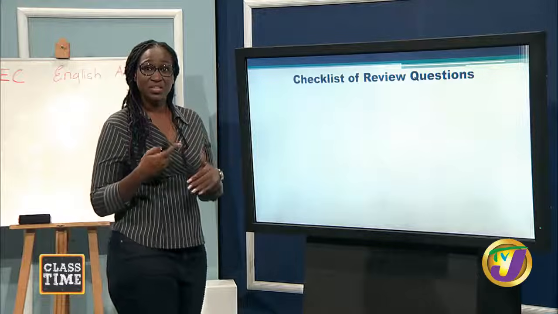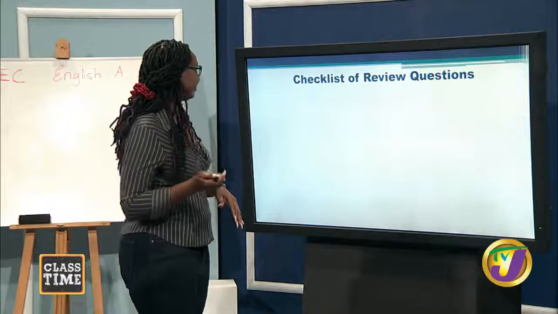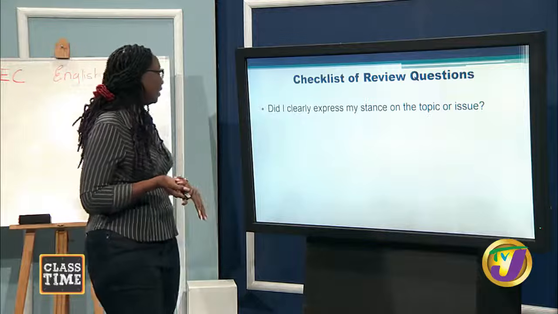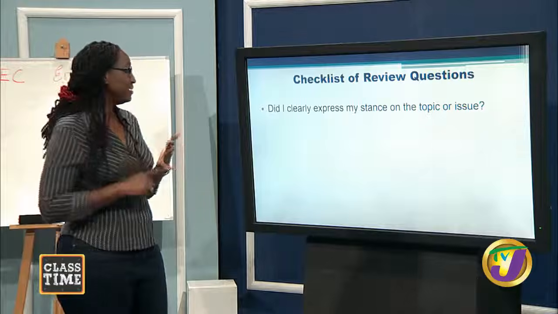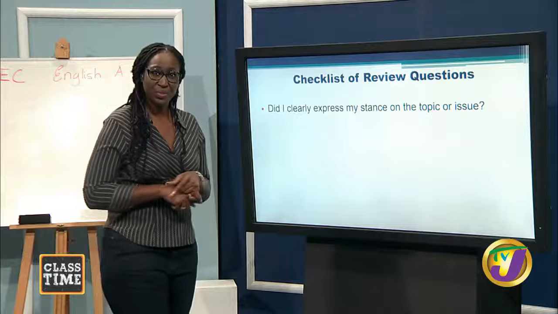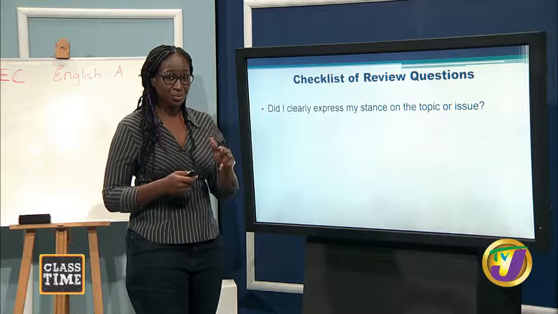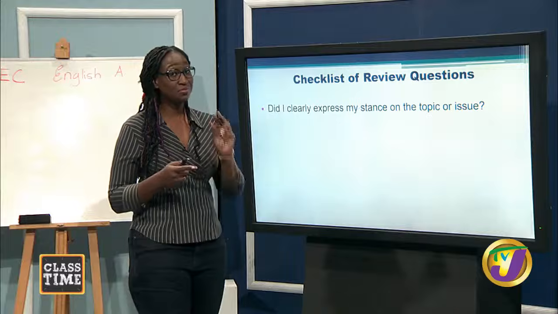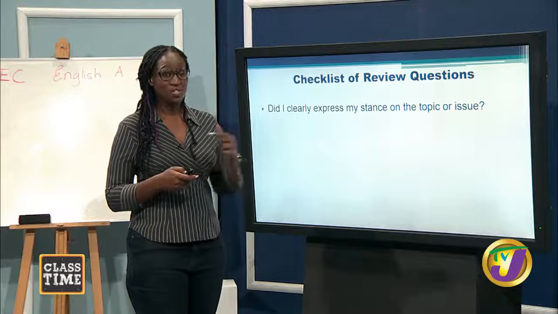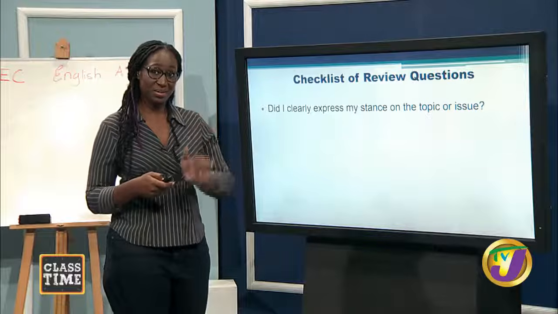So here's a checklist of questions that you need to go through to review. So the first question, did I clearly express my stance on the topic or issue? So when you're reading over, is it clear to you, even though you wrote it, is it really clear to you what your stance is?